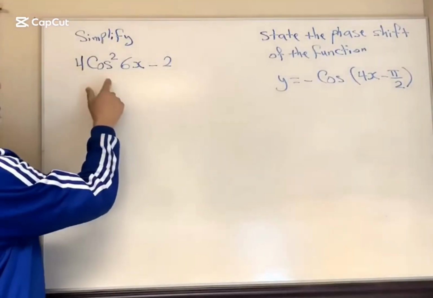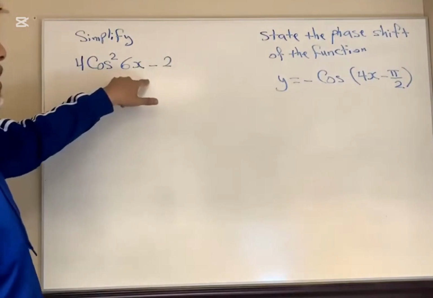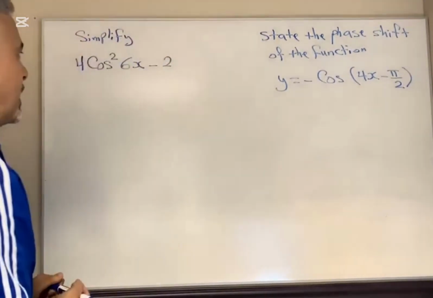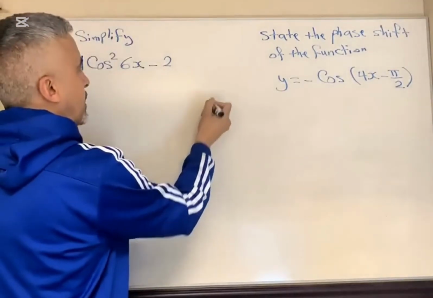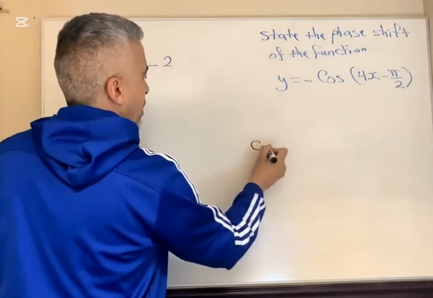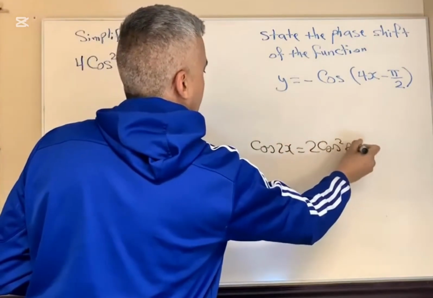Simplify 4 cos squared 6x minus 2. When you see something like this and you want to simplify it, you should be thinking about your double angle identity for cos. So we're just going to use the double angle identity. That's cos. Just going to write it here. Cos 2x equals 2 cos squared theta minus 1.